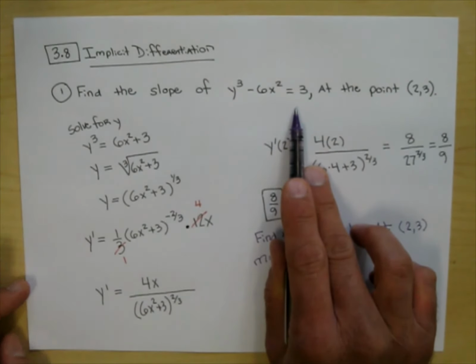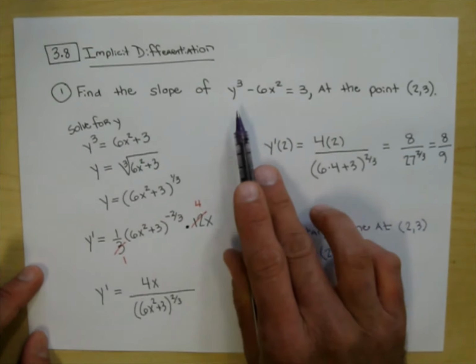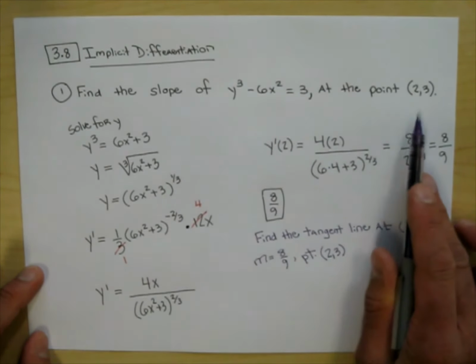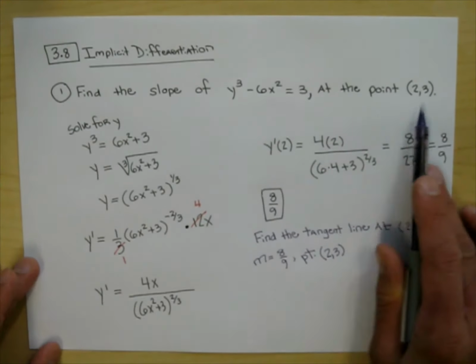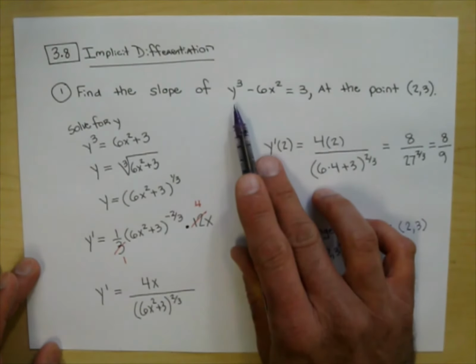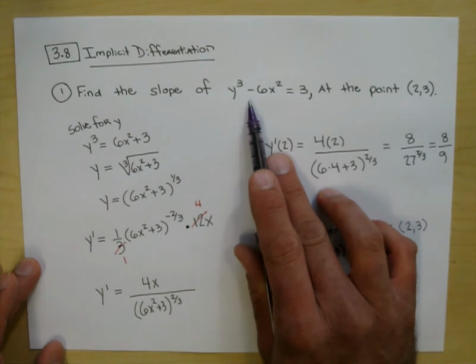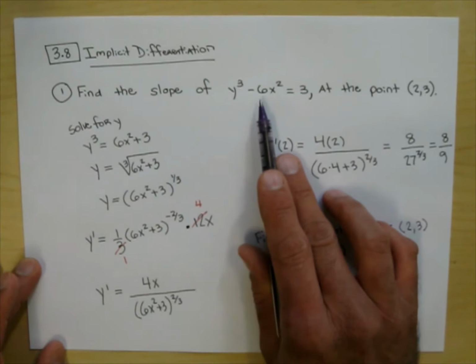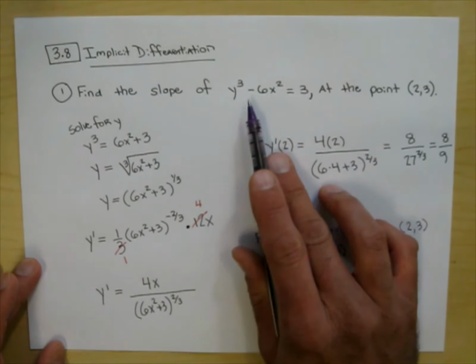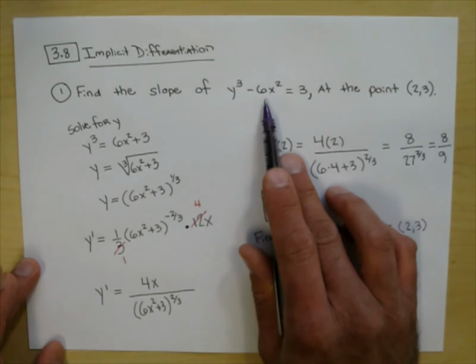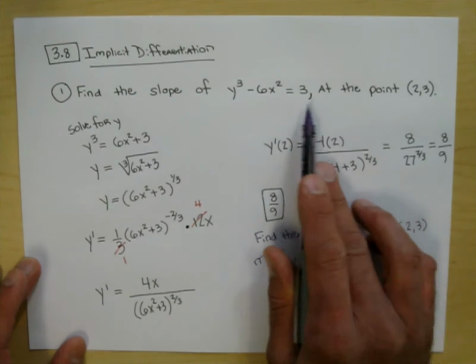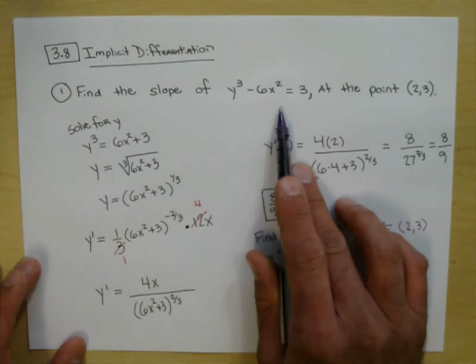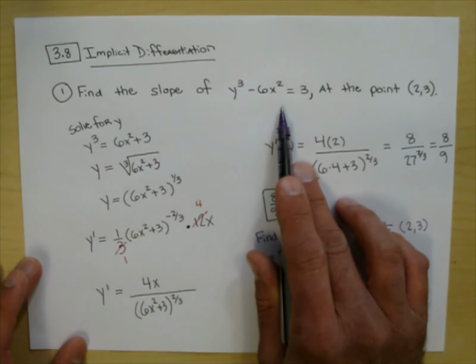Now, the problems in the book should be legitimate. They're not going to say, hey, find the slope of this, and then give you a point that is not on there. Now watch this point not be on there. Hopefully that doesn't happen. So I stick 3 in for y. I end up getting 27 minus 6 times 4. So 27 minus 24 equals 3. So this point really is on this graph. Okay. Not that we have to check it.